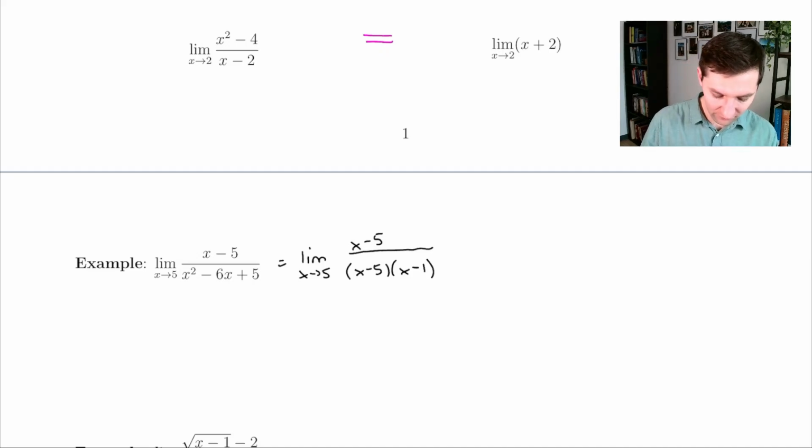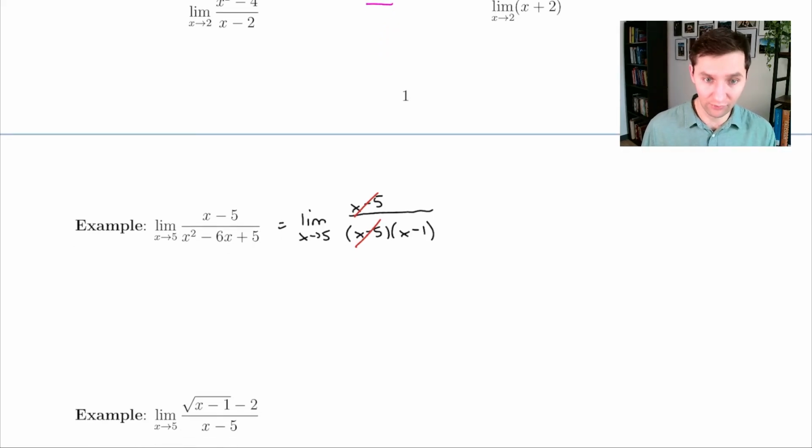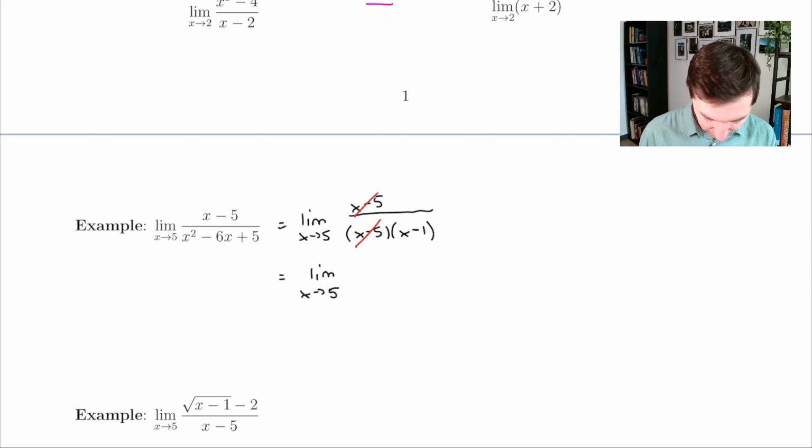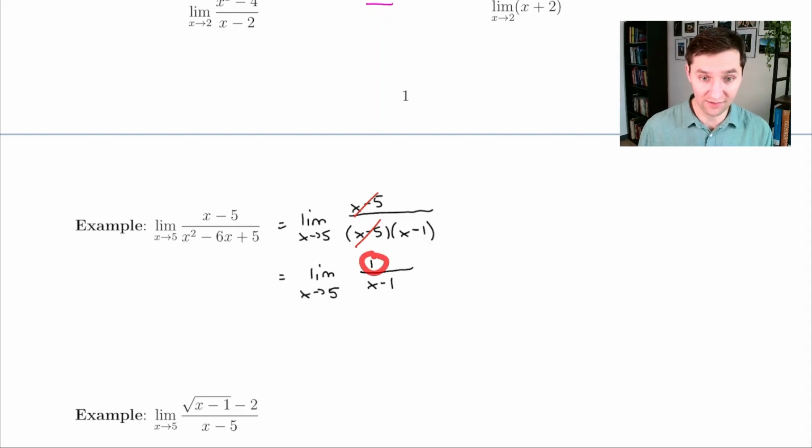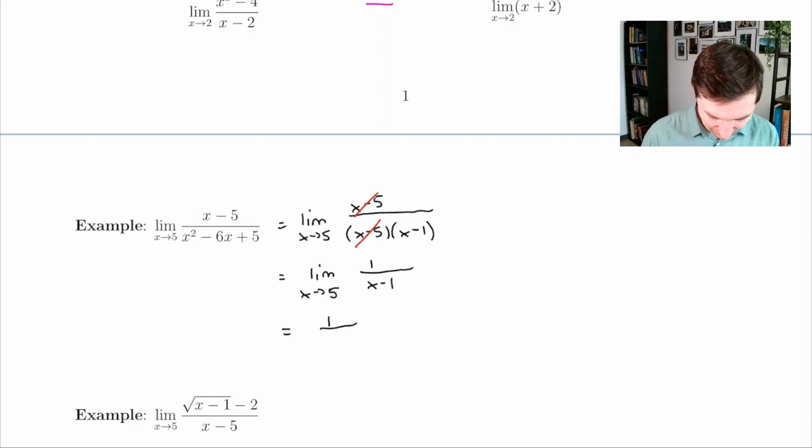Now I see that in the numerator and in the denominator I have x minus 5. So I divide out those two terms and I get limit as x goes to 5 of 1 divided by x minus 1. And the 1 in the numerator is there because x minus 5 is the same thing as x minus 5 multiplied by 1. So when x minus 5 gets divided out, 1 stays there. Now nothing is stopping me from applying the direct substitution property. I plug in 5 and I get 1 divided by 5 minus 1, which gives me 1/4.